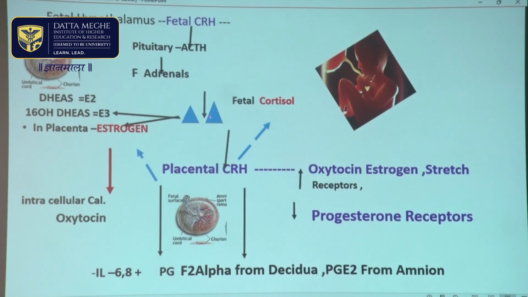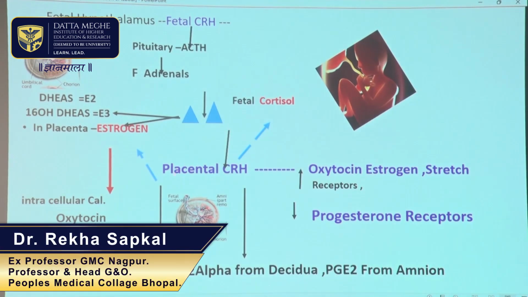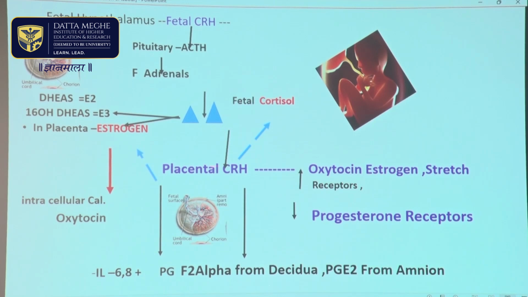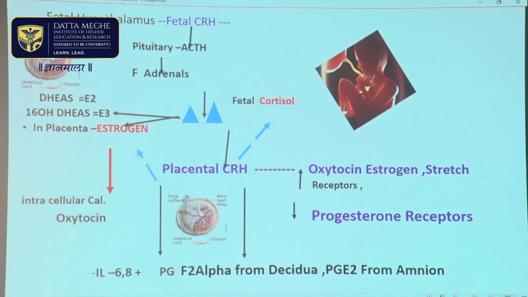Okay. Now, what is the effect of this cortisol level? This fetal cortisol stimulates the production of placental CRH also, which in turn again stimulates the formation of fetal cortisol. This placental CRH again helps for the formation of the estrogen from the DHEA. So, like that this cycle is completed. So, you first remember fetal CRH, then talk about placental CRH. This placental CRH is very much helping for the activation phase.